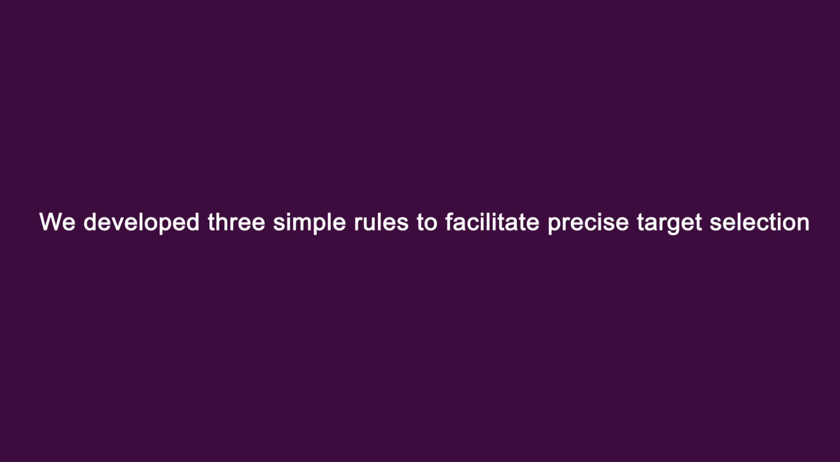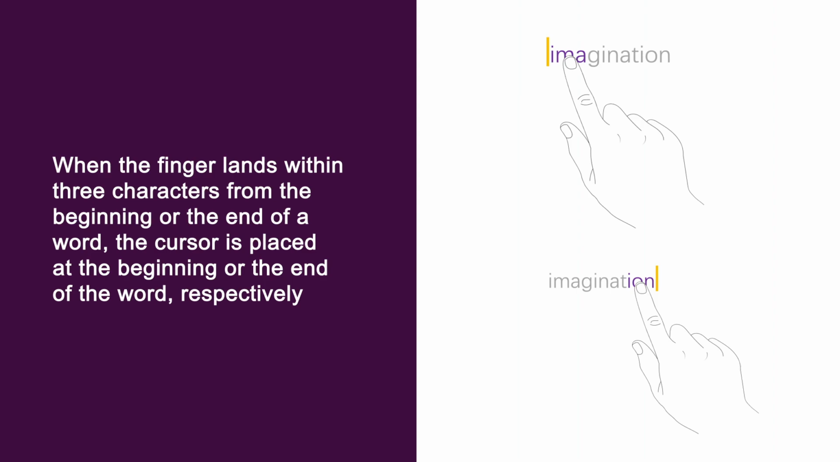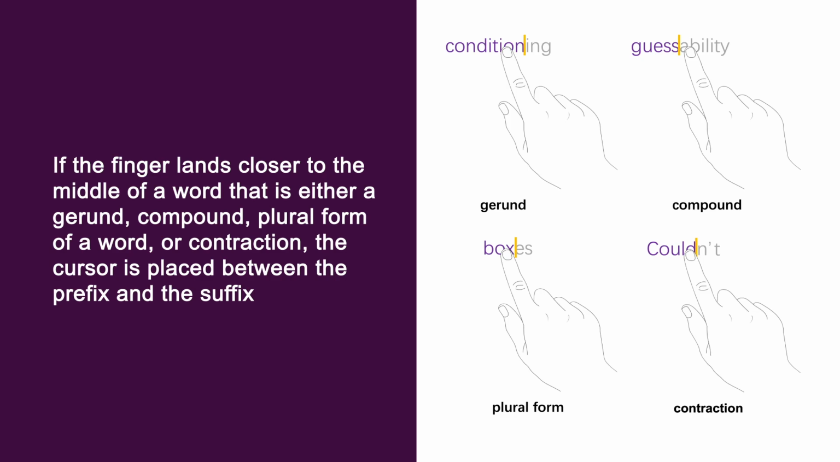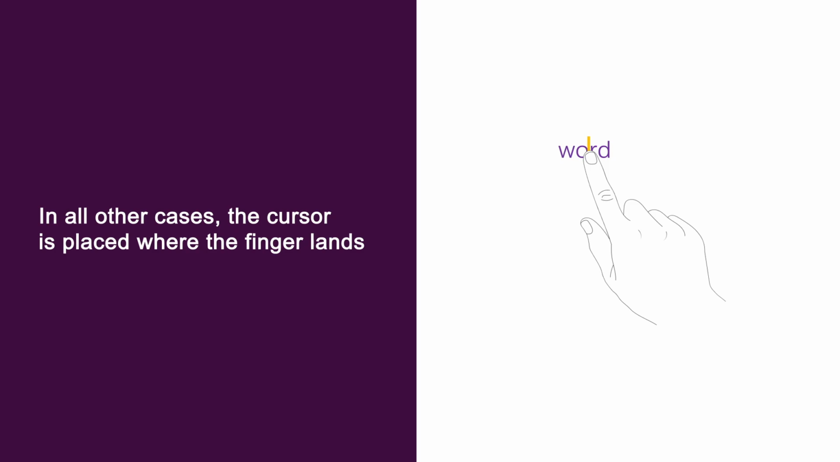We developed 3 simple rules to facilitate precise target selection. When the finger lands within 3 characters from the beginning or the end of a word, the cursor is placed at the beginning or the end of the word, respectively. If the finger lands closer to the middle of a word that is either a gerund, compound, plural form of a word, or contraction, the cursor is placed between the prefix and the suffix. In all other cases, the cursor is placed where the finger lands.